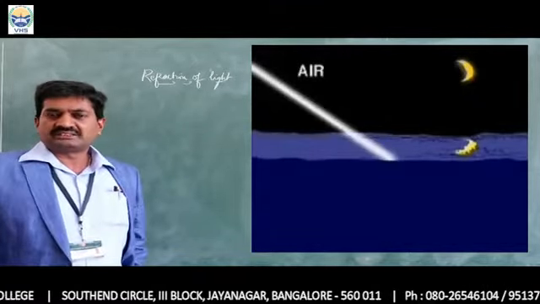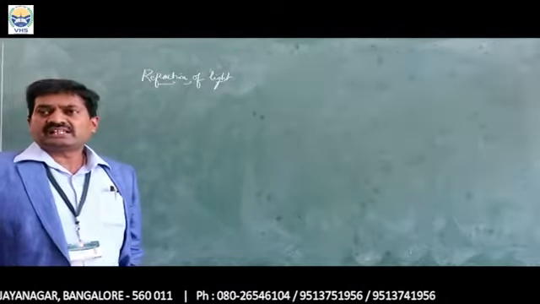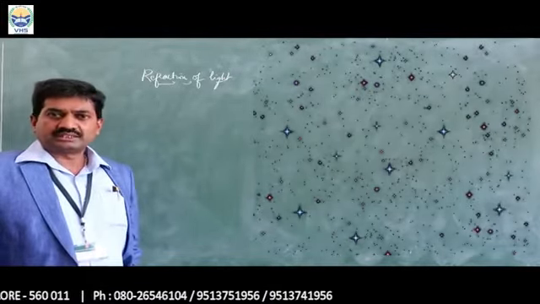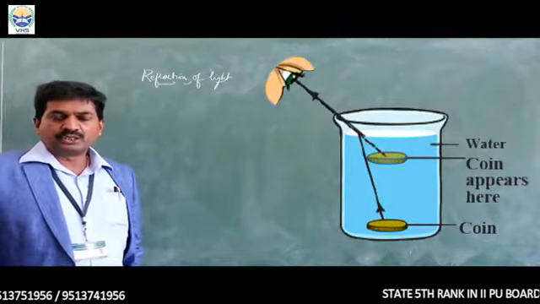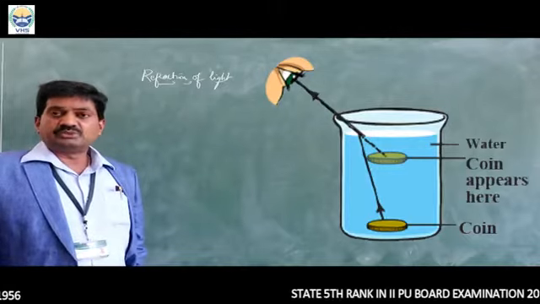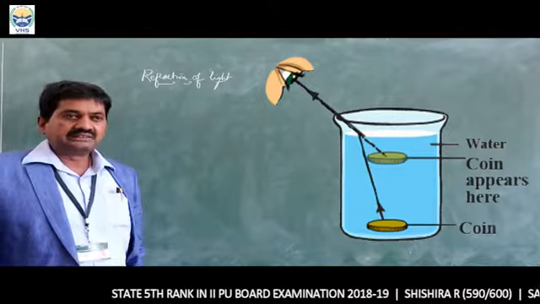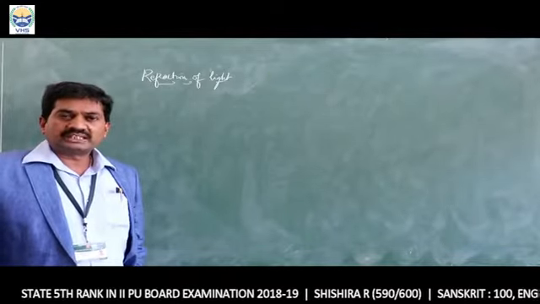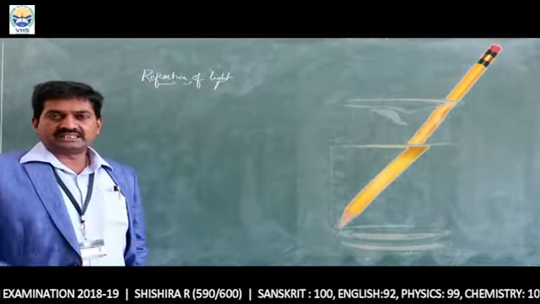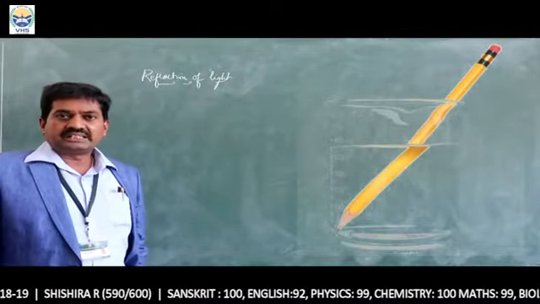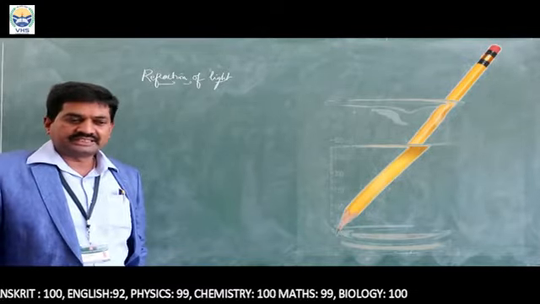Now let me consider some of the consequences of refraction of light. For example, twinkling of stars is also due to refraction of light. Another example is a coin placed in water appears to be raised when it is viewed from another medium. It is also due to refraction of light. Or else, when a stick is partially immersed in water taken in a jar, the stick appears to be bent. It is an example of refraction of light.